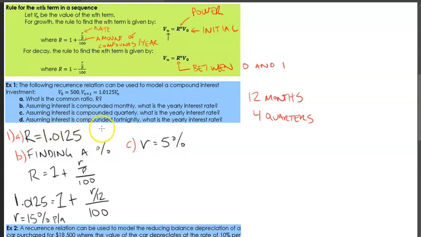Assuming interest is compounded fortnightly, what is the yearly interest rate? How many fortnights are there in a year? 26 fortnights. Same formula.